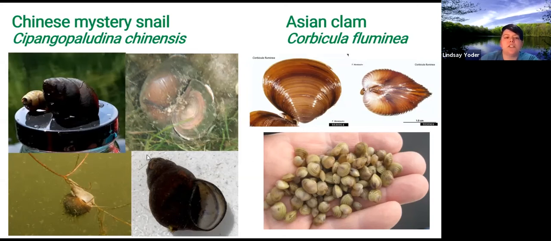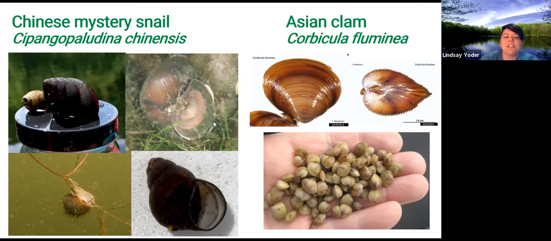One thing that distinguishes the Chinese mystery snail from most native snails is its operculum. And that's this item right here. This acts as a little trap door. And anytime the water becomes polluted, the Chinese mystery snail is actually able to shut that trap door.